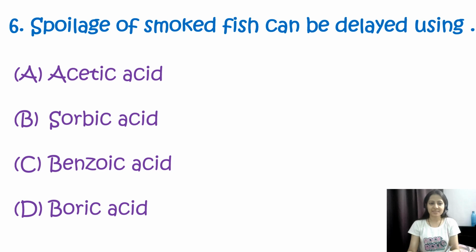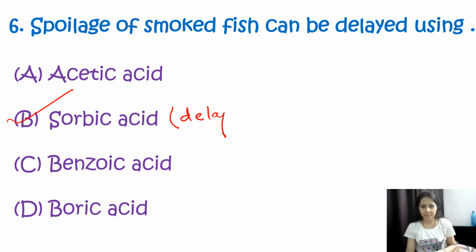Question number 6. Spoilage of smoked fish can be delayed using, so options are acetic acid, sorbic acid, benzoic acid or boric acid. So over here my correct option is B, that is sorbic acid. Whereas benzoic acid, boric acid, or we can say nitrites, nitrates, these are also helpful for the preservation of seafoods. But sorbic acid can delay the spoilage of smoked, or we can say salted fishes.